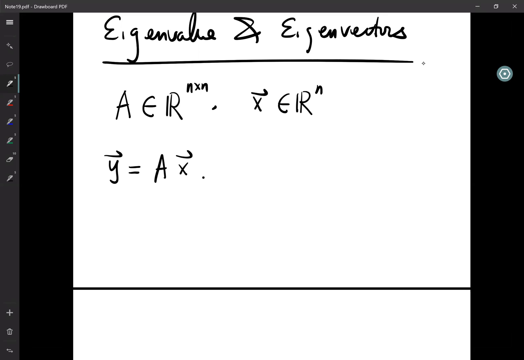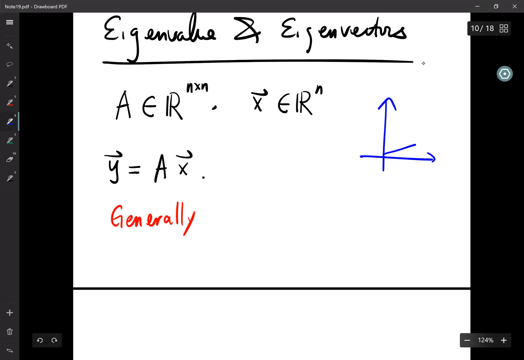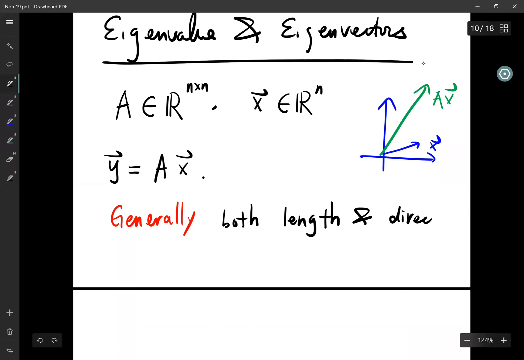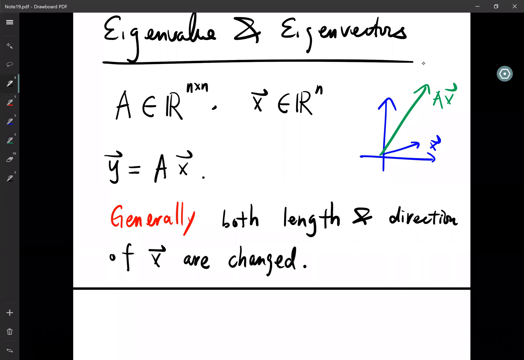So generally, let's say in R2, the picture would look like this. This is x, this is Ax. I mean, it's just some other vector. So this is called y, Ax. Generally, when I apply a matrix to a vector, both the length and direction of x are changed. There's no particular reason. Maybe for some particular A, like the identity matrix, or for some particular x, the length didn't change or direction didn't change, and so on and so forth. But generally, they must both change.